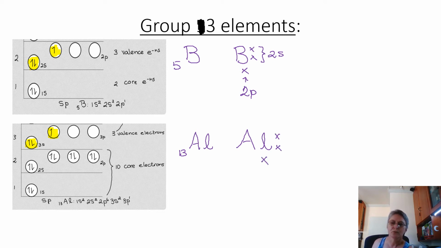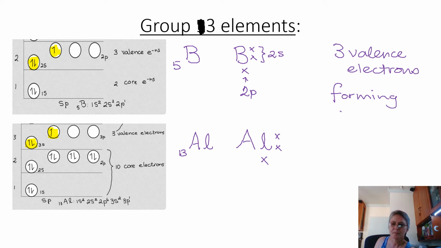So we can say that group 13 has 3 valence electrons that can be forming chemical bonds. Because there are 3 valence electrons that can form chemical bonds, the valency is 3.